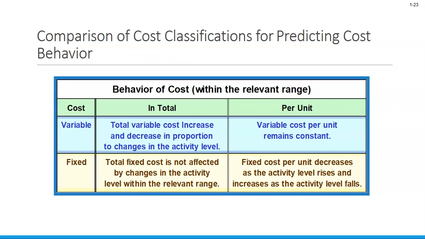This is just a chart showing those things that we talked about when we were looking at the slides. The total variable cost goes up in proportion to changes in activity, but the variable cost per unit remains constant. If the steering wheel is $25 per unit, it's always $25 per unit. If we make 2 units, then our total variable cost is $50. The fixed cost has the opposite effect. Our total fixed cost stays the same regardless of change in activity, but our fixed cost per unit decreases as our activity levels rise. If our rent is $5,000 and we make 1 unit, the fixed cost per unit is $5,000. If we make 5,000 units, the fixed cost per unit is $1.